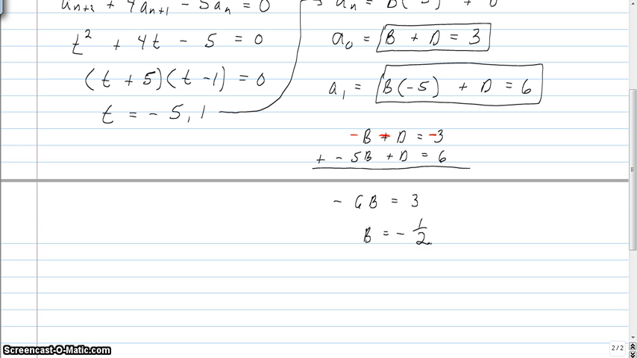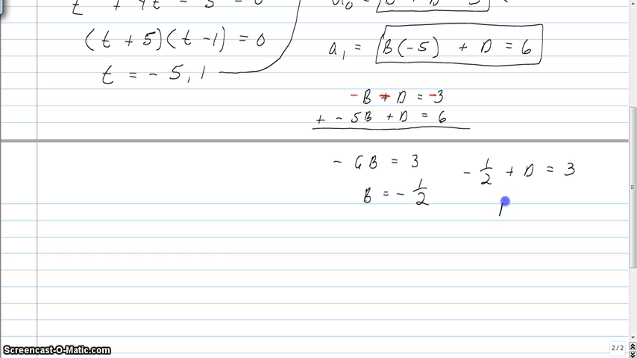and that means b is 3 divided by negative 6, or negative 1/2. And then if I go back and substitute into, say, this first equation, negative 1/2 plus d equal to 3. So that means d is 3 plus 1/2, which is 7/2.